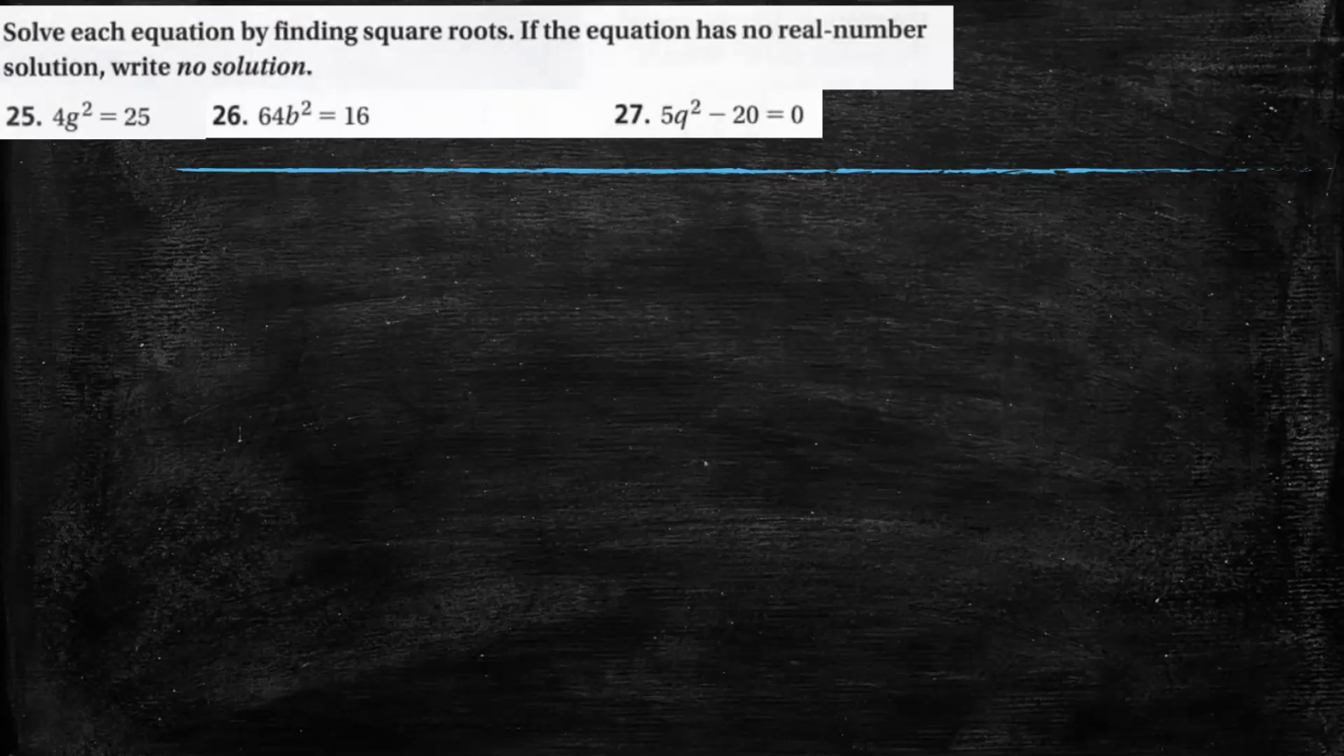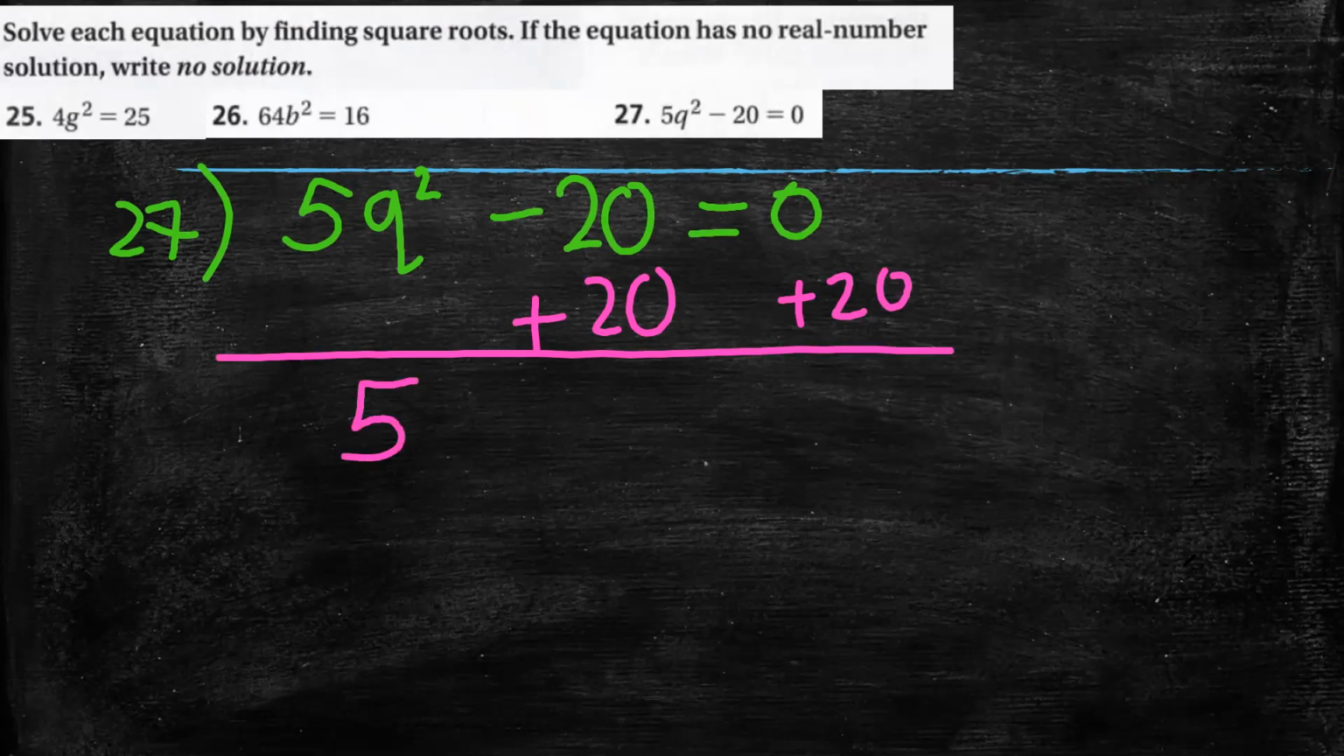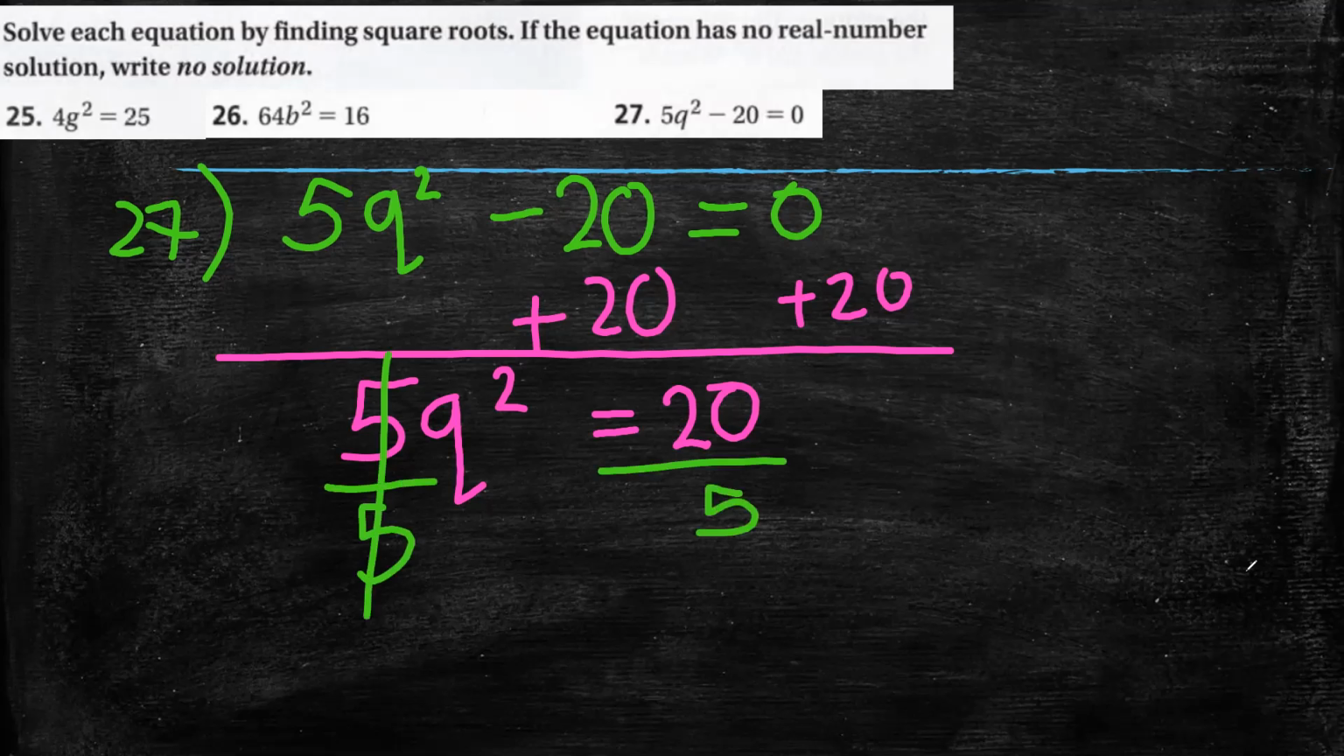Okay, let's do number 27 now. Let's start with 27 first. In 27 here, we have 5q squared minus 20 equals 0. As we said before, plus 20, plus 20. What will we get? We get 5q squared equals 20. Is it clear? Yes. Divide by 5, divide by 5.